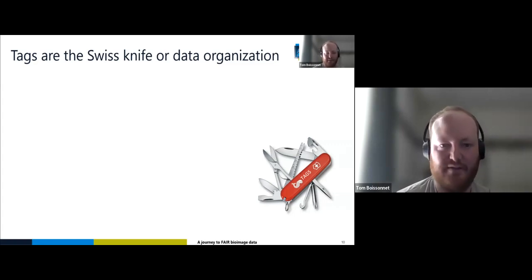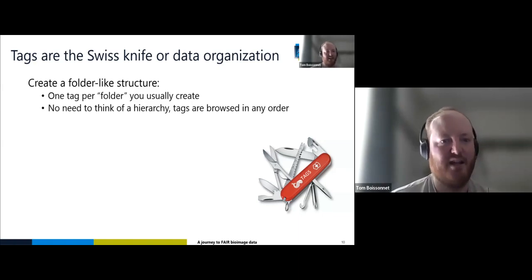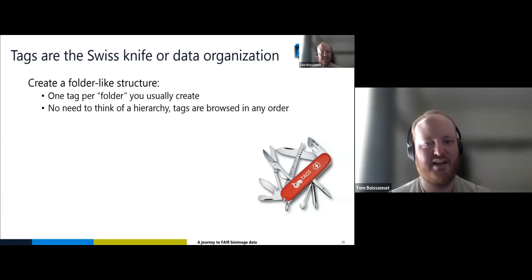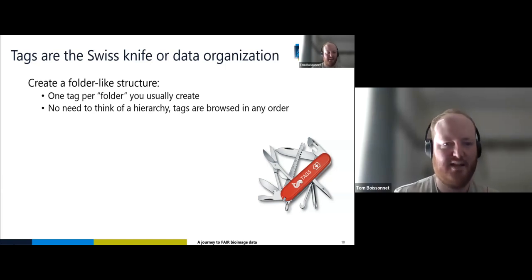I don't know if you've ever used tags for something before, but with those, you could emulate any kind of folder-like structure. For example, you could imagine that you create a single tag for any kind of folder you would like to create. So if you're used to organizing your data on your computer, the rule of thumb for me would be that every folder level I usually make in my data organization could become one tag. The good thing is that you don't need to think of a hierarchy between the tags.